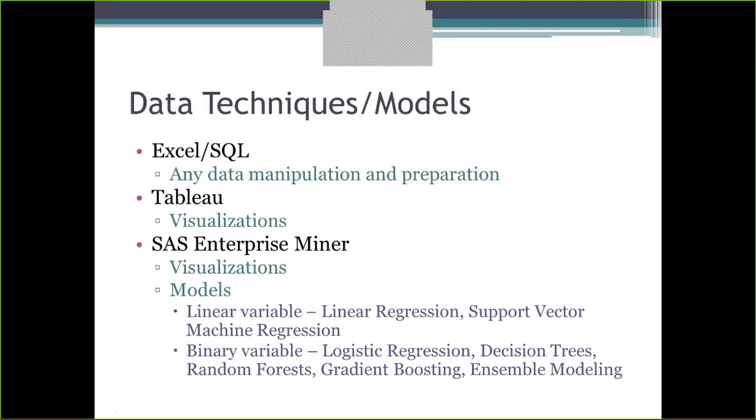As you can see at the bottom, in terms of a linear value variable, I'm going to do linear regression and support vector machine regression. And for the binary, I'm going to do logistic regression, decision trees, random forest, gradient boosting, and ensemble modeling, hopefully on top of that. In terms of the tools that I'm using, mainly Excel and SQL for the data manipulation. I'm using Tableau and Enterprise Miner for the visualizations. For Tableau, it'll be the pre-processing stuff, and Enterprise Miner will be the post stuff, such as sensitivity and specificity and collinearity of variables and that type of thing.